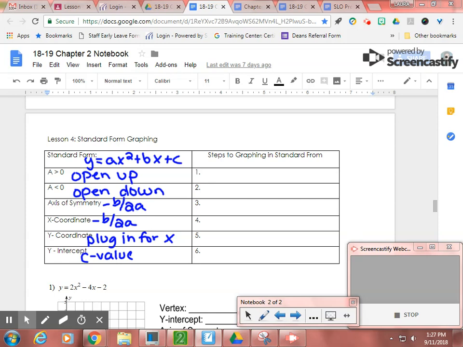Okay, so here are the steps to graphing standard form. Step 1, find the vertex. Remember that that's an xy ordered pair. Step 2, graph the y-intercept and the axis of symmetry. Axis of symmetry is AOS. Sometimes you won't be able to graph the y-intercept because it'll go off of your graph, but if you can, put it on there. Step 3, plug in and find one point to the right.